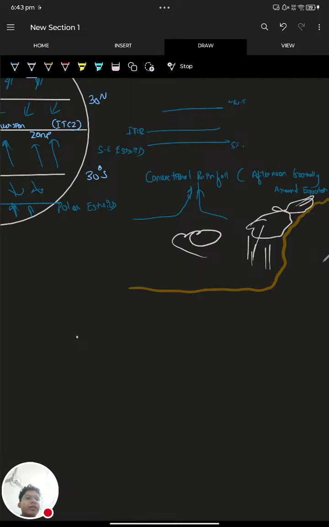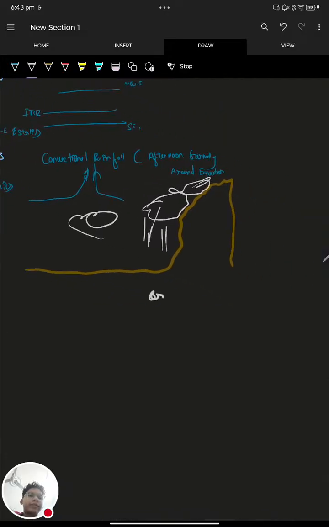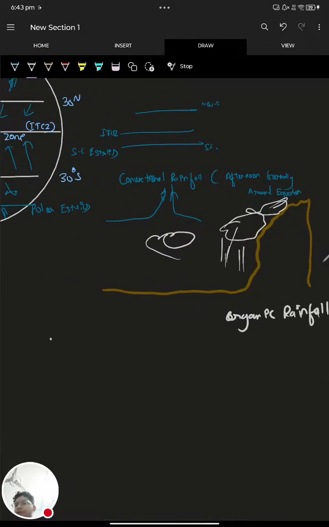Yeah, this is called organic rainfall, because it is done organically, no human activity. Organic rainfall. And this is convectional rainfall.